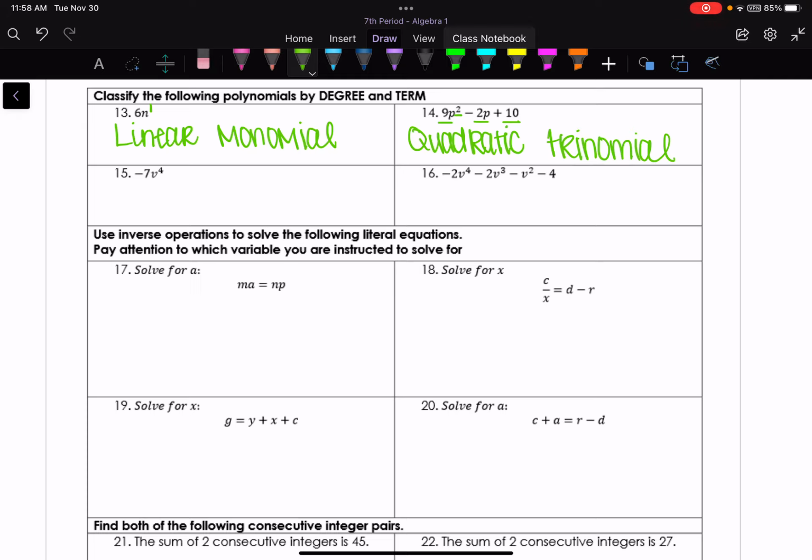All right, number 15, here again we've got an exponent of 4, so that tells us our degree, which is quartic. And because there is only one term here, there is no other term, it is going to be a quartic monomial.